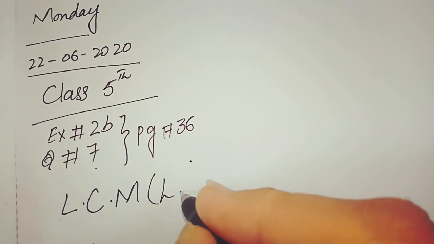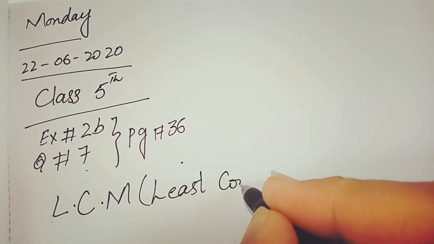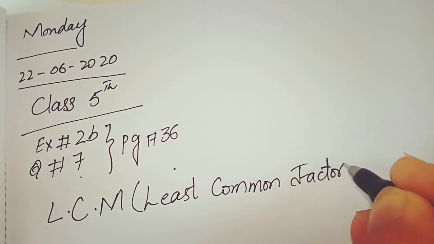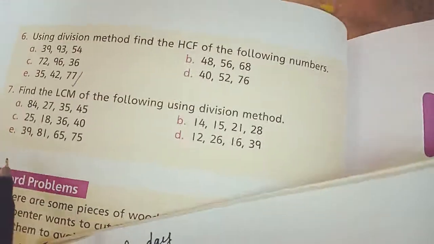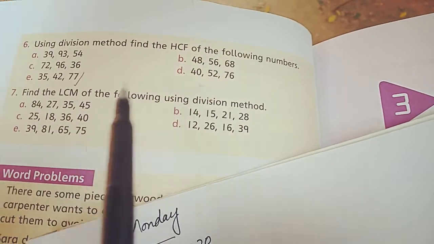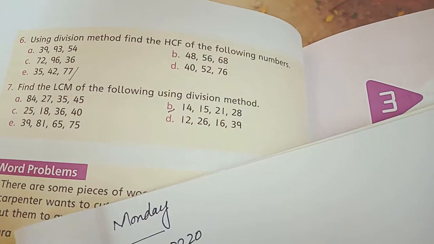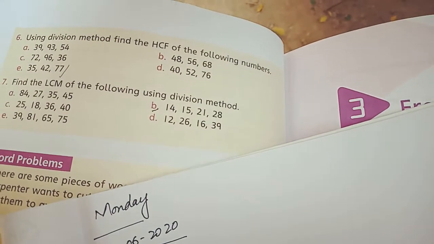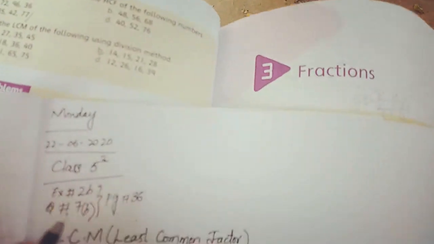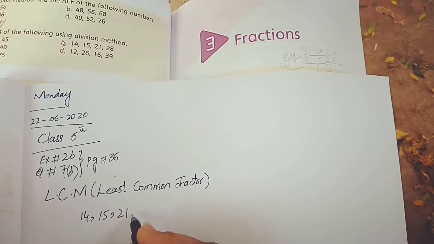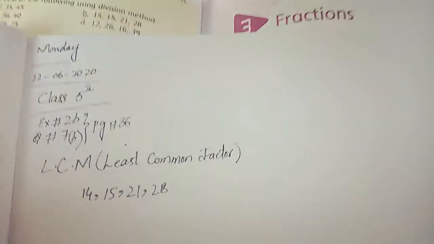LCM is our least common multiple, and if you have to find the least common multiple of the following using division method, I am solving this question for you. Part B: 14, 15, 21 and 28.